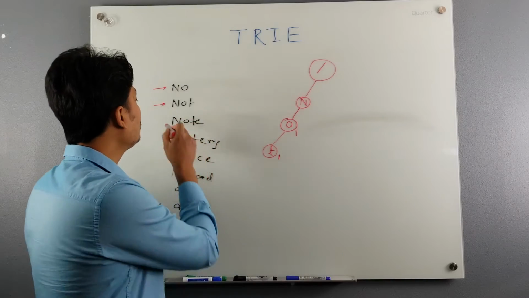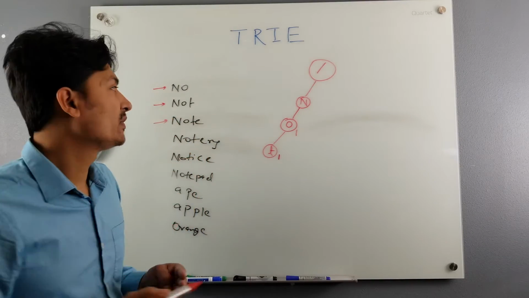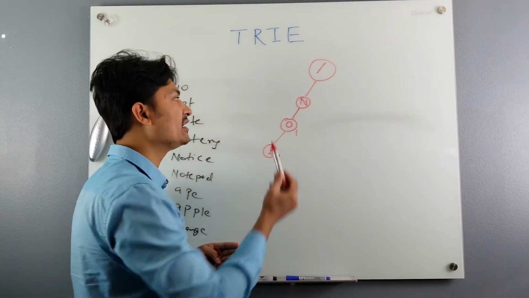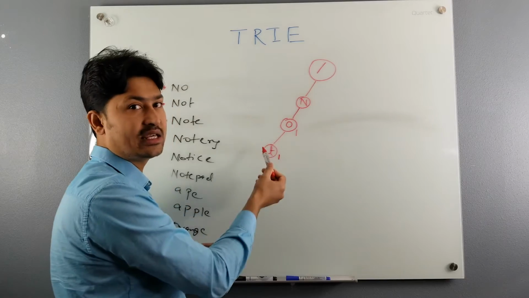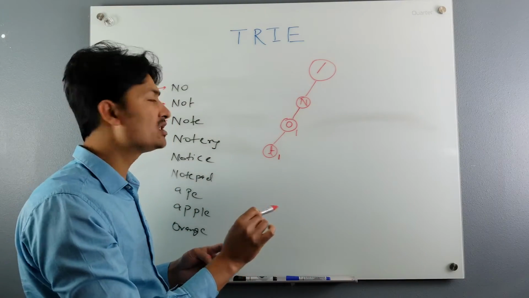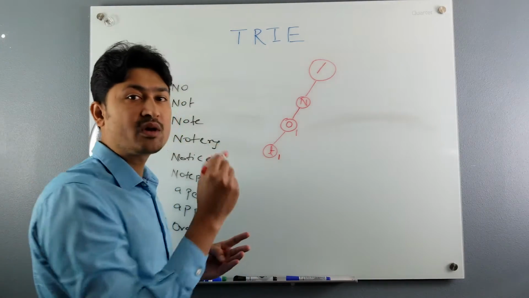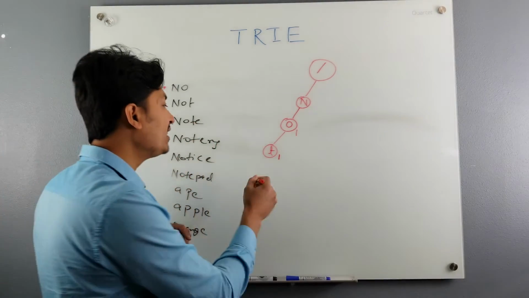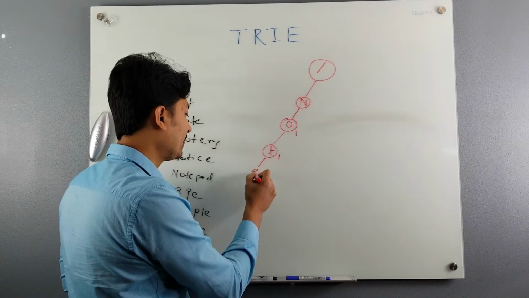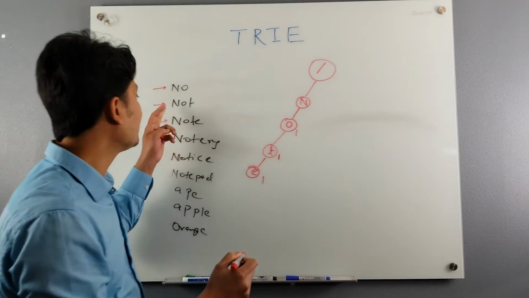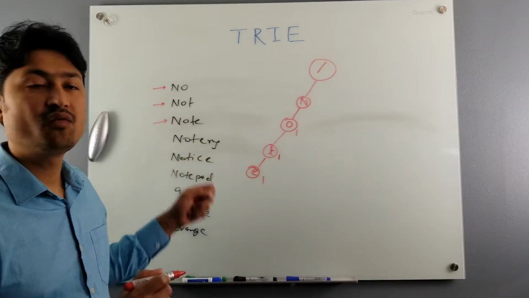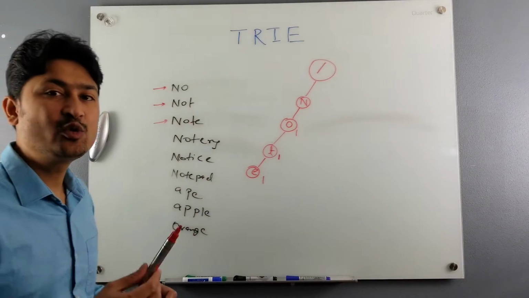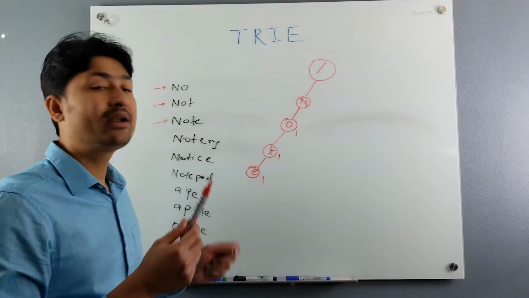Then you go to the next word, which is NOTE. You again start with the root node. You ask, do you have any child with letter N? It says yes. O is there. T is there. You don't need to create nodes. Once you reach T, because there is no child of T which has letter E, you create a new node with letter E and increment the count because that word has finished. So if you see here, we are trying to reuse the nodes which are already created.